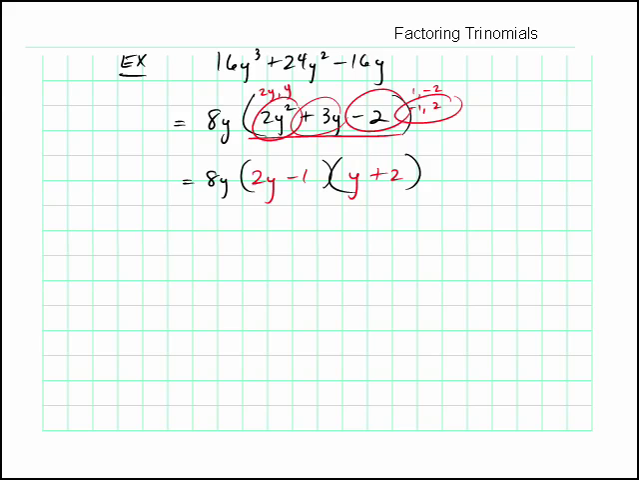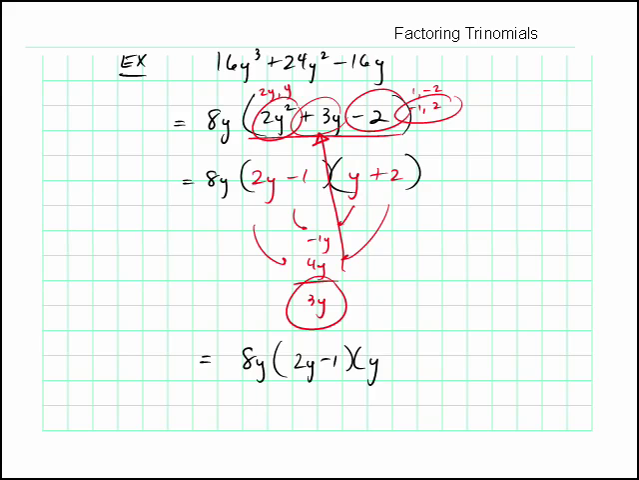And just a quick check to see if we have it correct. That's a negative 1y. That's a 4y. And that does add up to the correct middle term, 3y. See right there. And so the complete factorization of this polynomial is 8y times 2y minus 1 times y plus 2. Completely factored. Let's try one more like that.